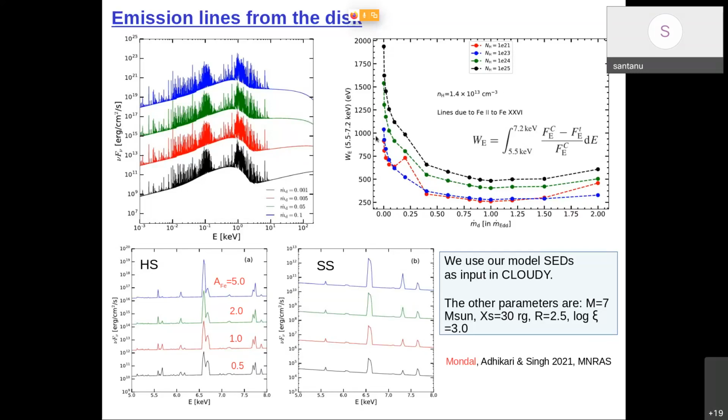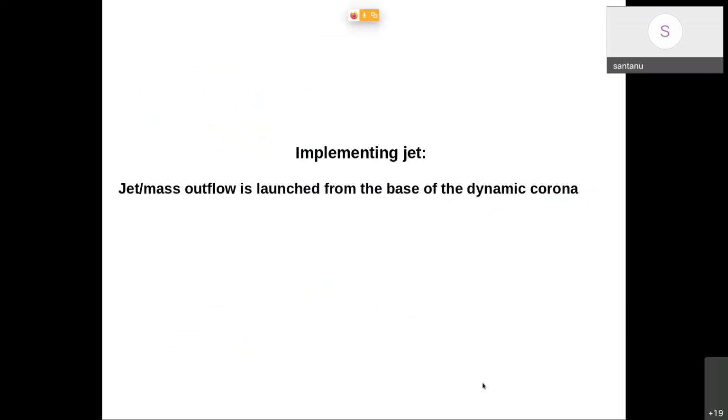In the right top panel, we have estimated, between this 5.5 to 7.2 keV energy range, the equivalent width of this iron line considering Fe II to Fe XXVI species. And we can see increasing accretion rate decreases the width of the line, and this is consistent with many observations for different black holes studied so far. Now we will show, if we include a jet in the model, how the spectral shape and the other things will change.